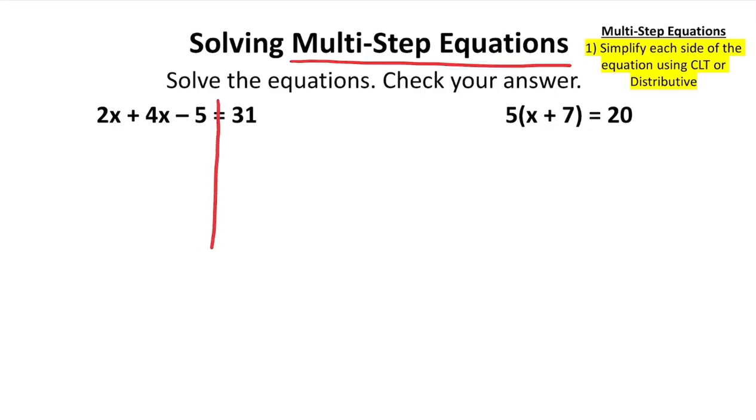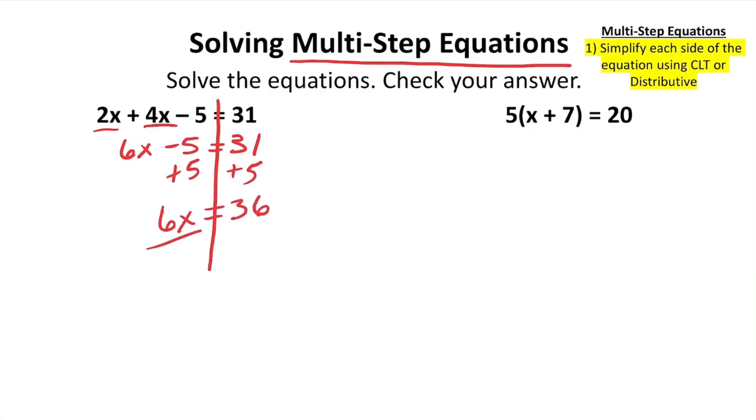So I can already tell on this one, we have a couple terms right here that we can combine. When you combine like terms, you can combine everything that's the same if it's a variable or if it's a constant. So we have 2x and 4x, that becomes 6x minus 5 equals 31. Now it's a two-step equation. We can solve plus 5, 6x equals 36, divide by 6 on both sides, and you get x equals 6.